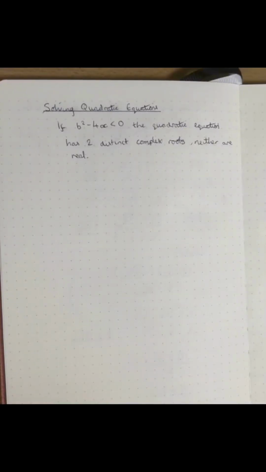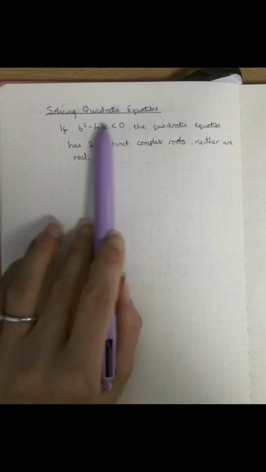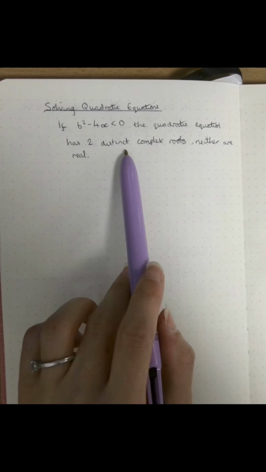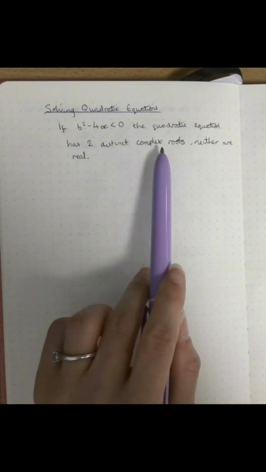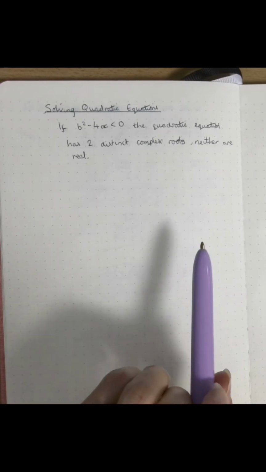So we're now going to look at how to solve quadratic equations when we have complex roots involved. As you can see here, if this b squared minus 4ac, that's called the discriminant, remember, is less than 0, the quadratic equation will have two distinct complex roots. Let's think about the word distinct, meaning they're different from each other. Complex meaning they'll have both real and imaginary parts, neither of which will be real.